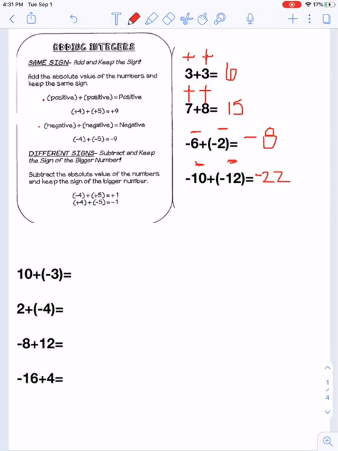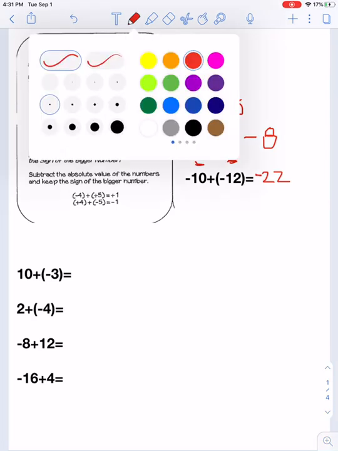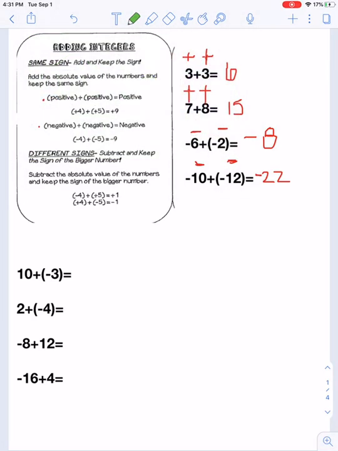So that brings us to adding integers with different signs. So when we have different signs, we have to subtract and keep the sign of the bigger number. Okay? So when we're adding integers, during the process, we are going to have to subtract. So first things first, look at our numbers. See if we have positive and negatives or if the signs are even different.